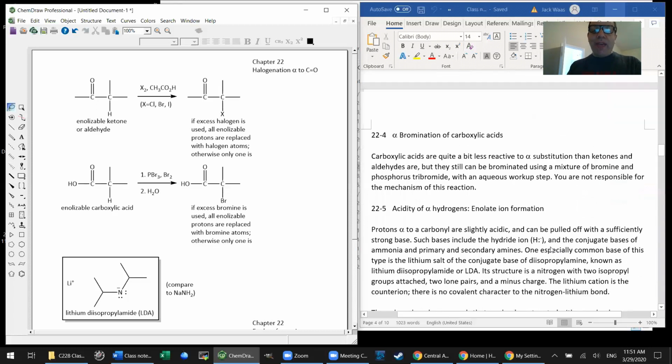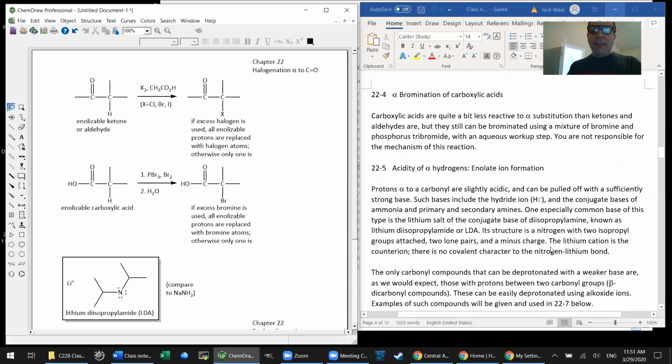What if rather than a ketone or aldehyde, you've got an enolizable carboxylic acid? These can be brominated too, but it requires harsher conditions because carboxylic acids are just that much less reactive than aldehydes and ketones. The reaction mechanism is actually pretty much the same as for a ketone or aldehyde. However, you will not be responsible for it. The way it works is we need phosphorus tribromide in addition to bromine. And as far as I know, phosphorus trichloride and chlorine will not work.